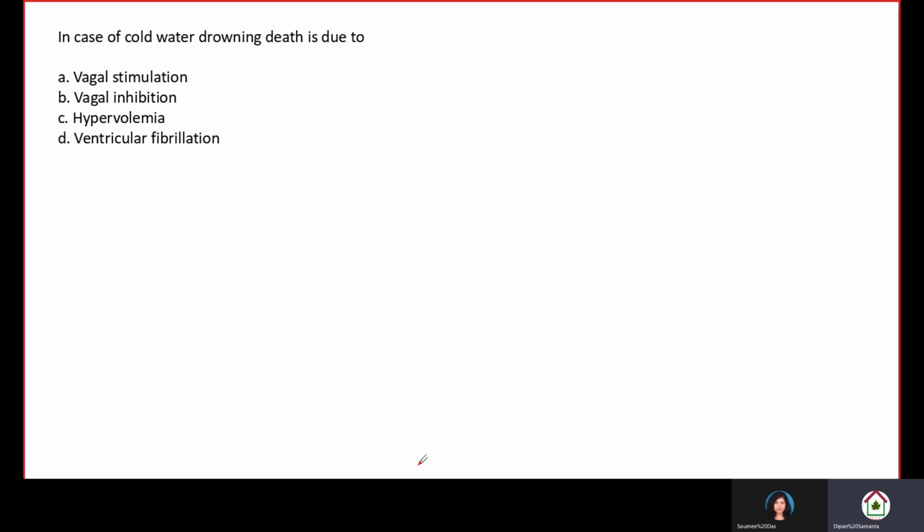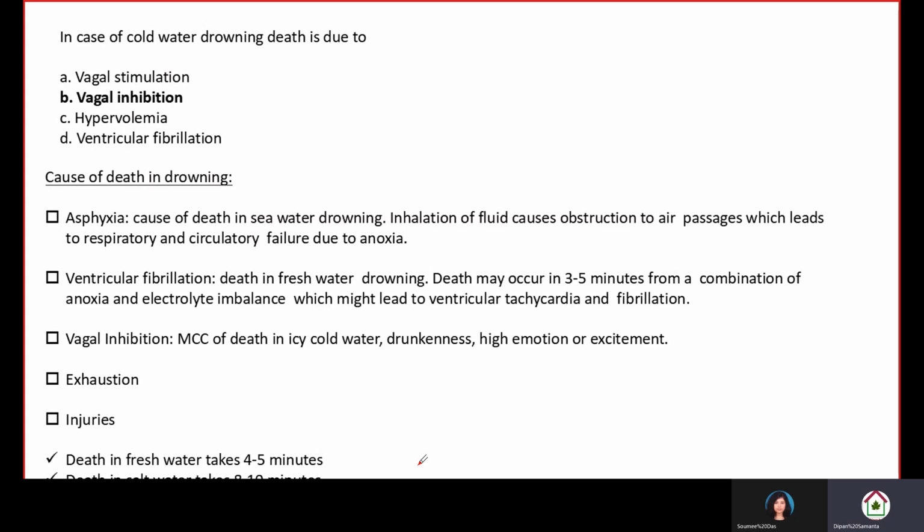In case of cold water drowning, death is due to vagal stimulation, vagal inhibition, hypervolemia, ventricular fibrillation. And the answer will be vagal inhibition. Cause of death in drowning, especially cold water drowning, is vagal inhibition. So we need to revise, like asphyxia, cause of death in seawater drowning.